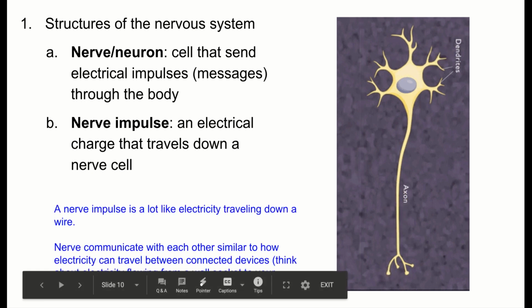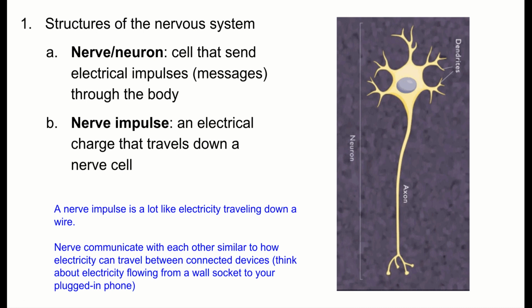I want you to think about this nerve impulse like electricity traveling down a wire. Nerve communication with each other is similar to how electricity can travel between connected devices. Think about electricity flowing from a wall socket to your plugged in phone.